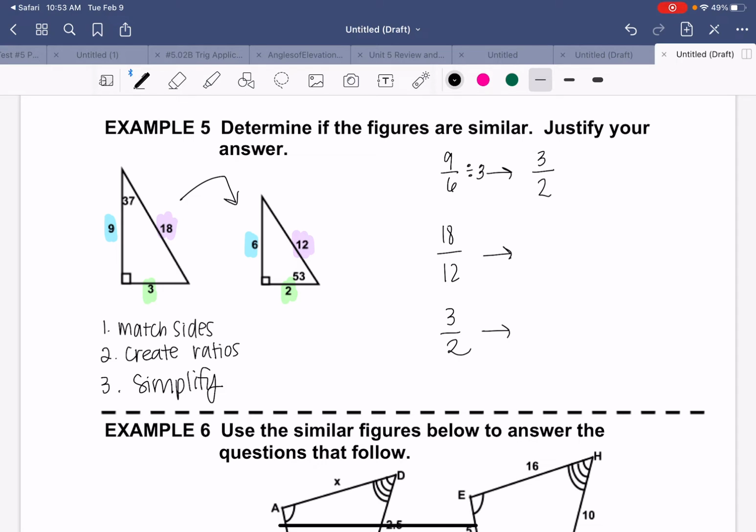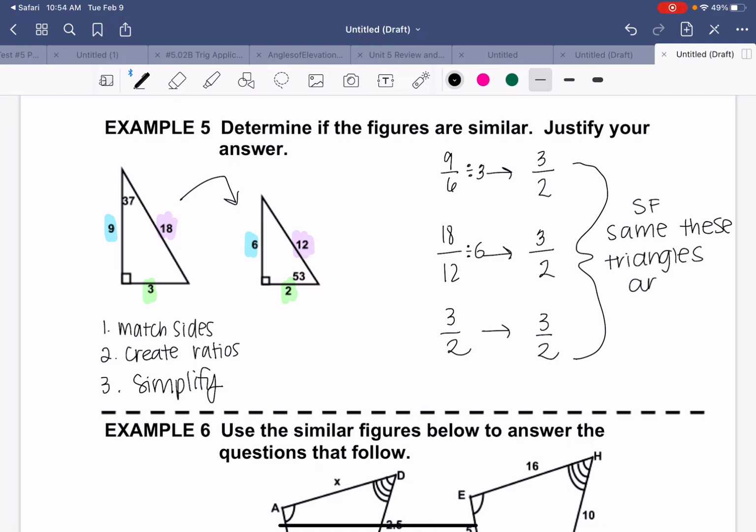Then we have 18/12. Its greatest common factor is 6. So I can divide 18 by 6, and it equals 3, and 12 divided by 6 equals 2. And that's in its simplest form. And 3/2 is already in its simplest form. So because all of these are the same, the scale factors are the same, these triangles are similar.